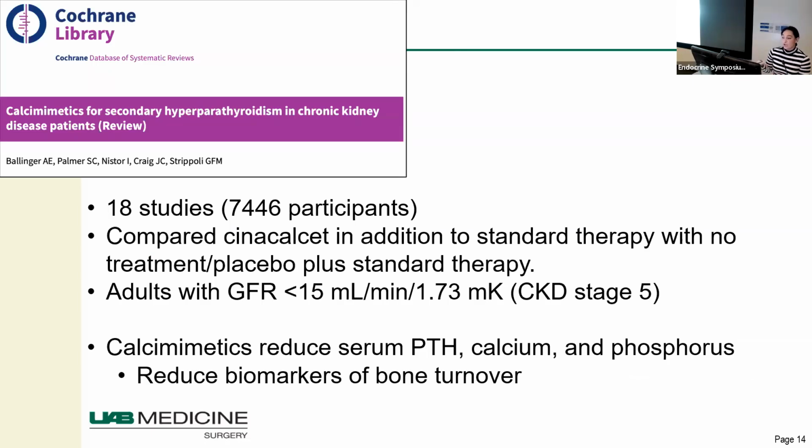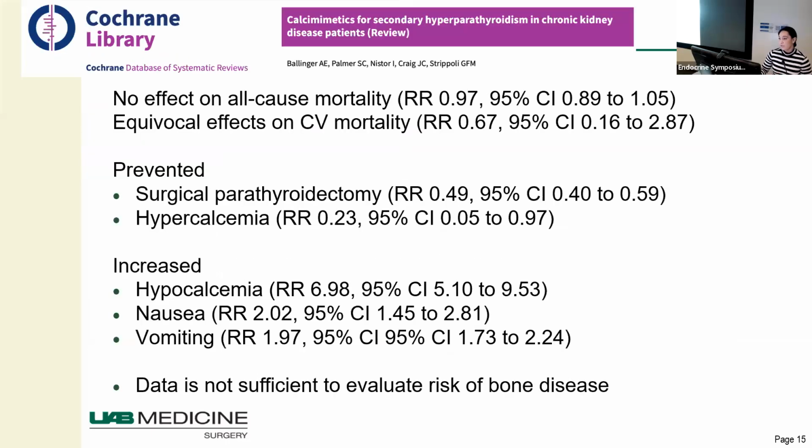This study, overarching, says you do reduce PTH, calcium, phosphorus, and reduce biomarkers of bone turnover. When you look at cardiovascular morbidity and all-cause morbidity, it's about the same, placebo versus being on a calcium mimetic. I don't really like this outcome, but it prevented parathyroidectomy. I don't think that a really good definitive treatment is something we should be preventing, but you can prevent it with the calcium mimetic. And then hypercalcemia, we do know that you're suppressing the calcium release in the bone.